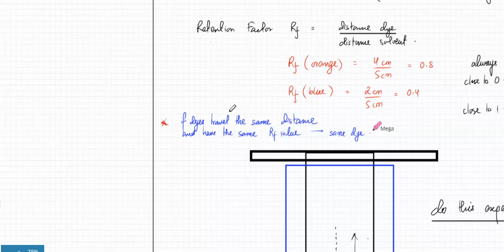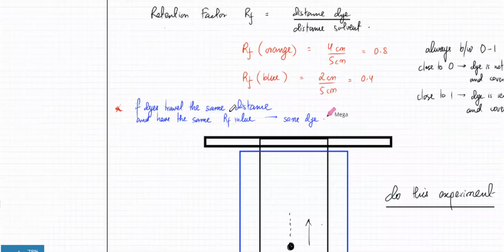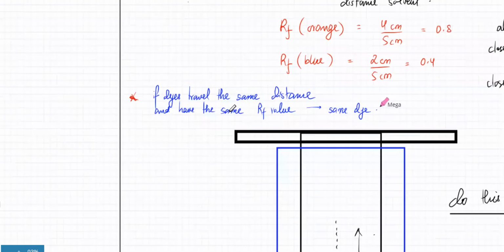So if one person does an experiment and measures an RF value, and some other person in some other country does an experiment and measures the RF value, and the RF values come out to be the same value, that means they're doing the experiment with probably the same dye.